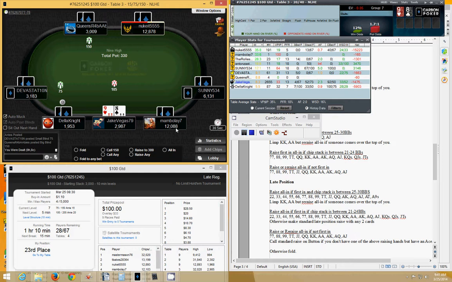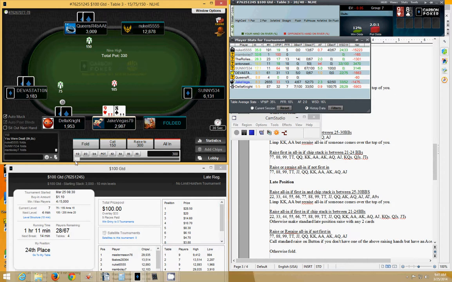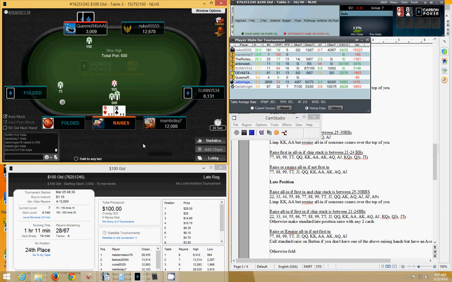If this pot remains unopened, I'm going to go ahead and raise here in the cutoff with the 9-8. Try to take the blinds down. So we'll throw out a 600 raise there. And we took down the blinds.